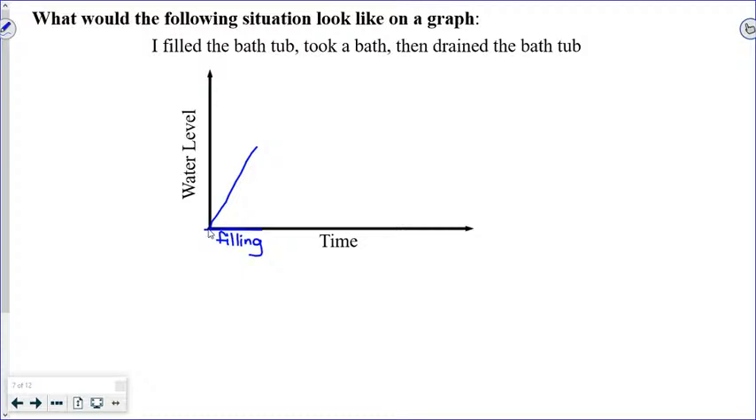Now, during the time that I'm taking the bath, what would my water level look like?